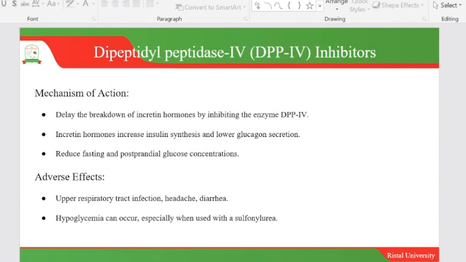So the adverse effects of this medication: upper respiratory tract infection can occur. Then the person can end up with headache and also diarrhea. Hypoglycemia can occur, especially when used with sulfonylurea.